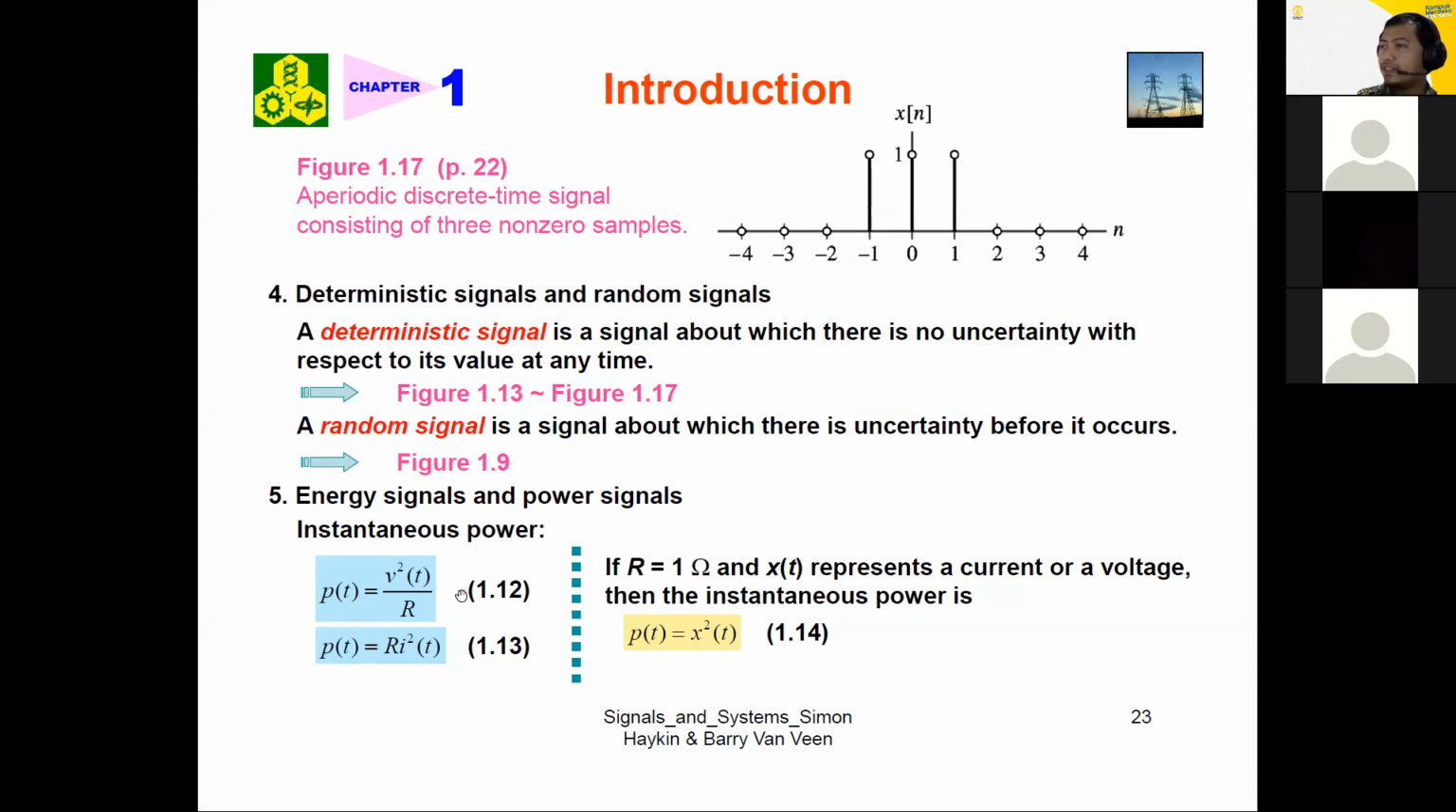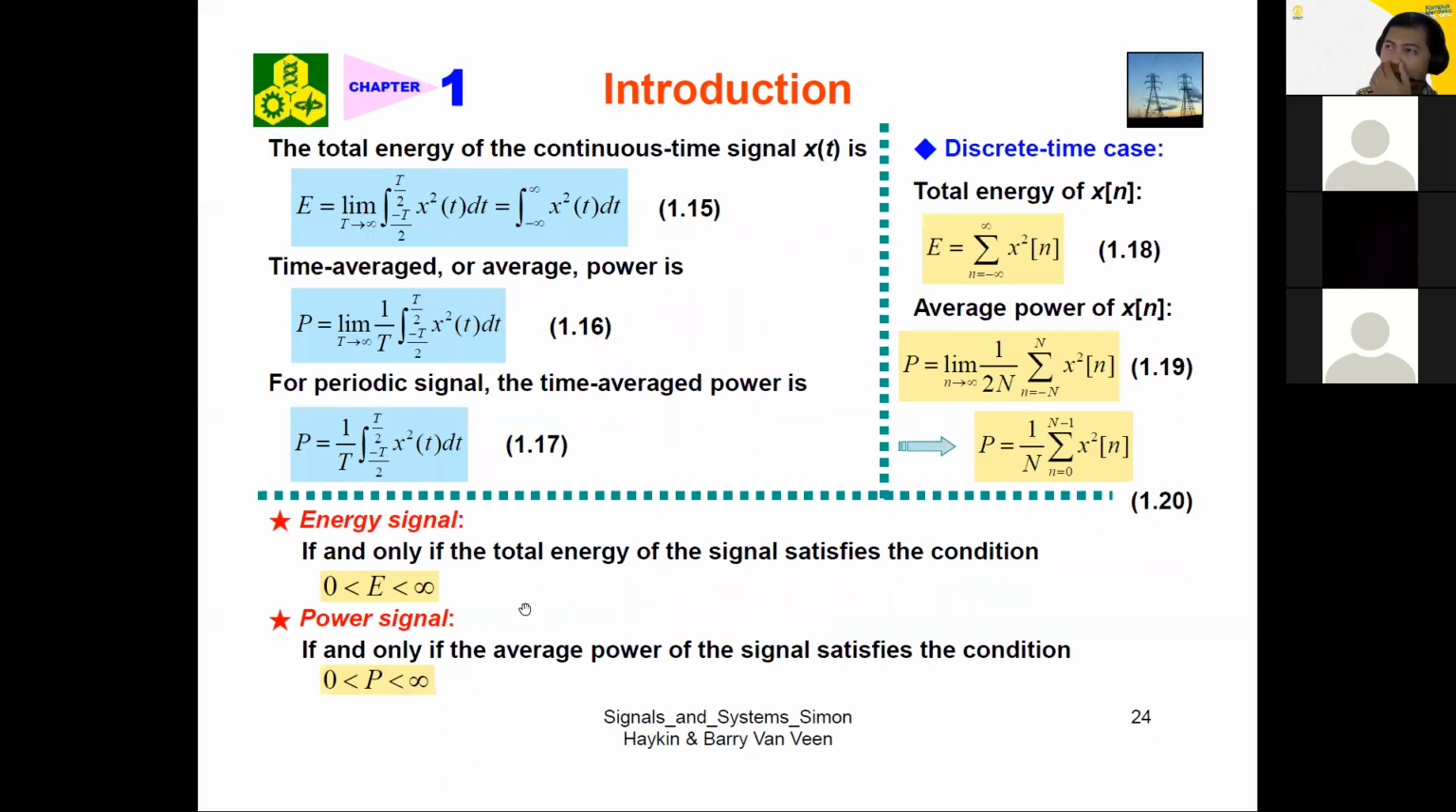Okay, so you can see here the energy when t is unlimited. It is something like the integral from minus infinity to positive infinity of x squared t. But for the power, it should be averaged along the duration of the signal. That's the power of the signal, something like that.